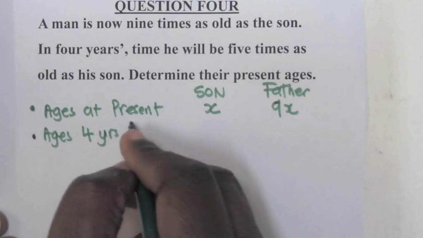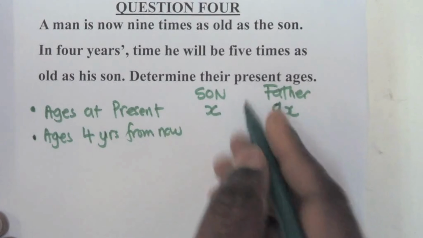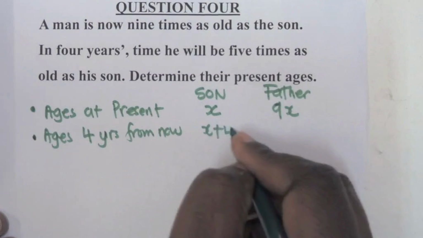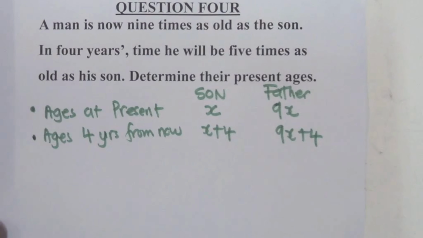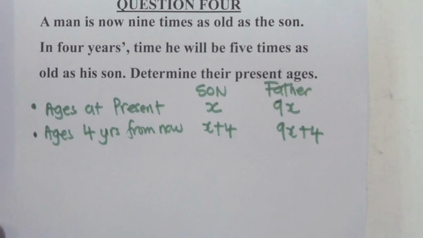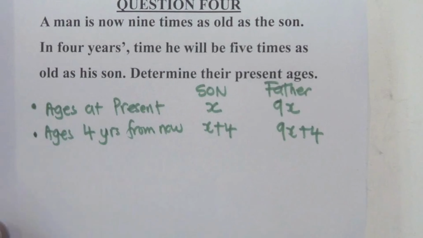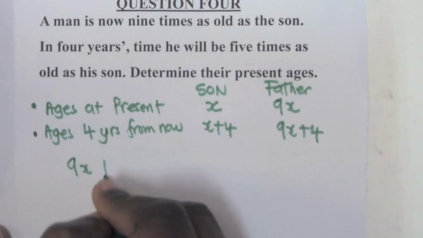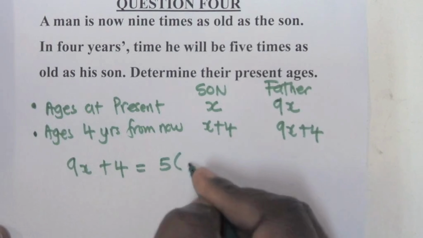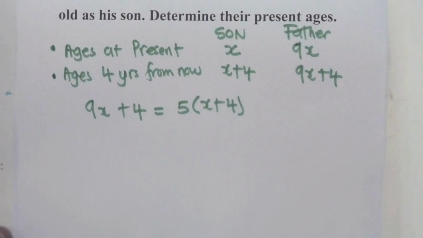4 years from now. How old is the son going to be 4 years from now? The son is going to be x plus 4, and the father is going to be 9x plus 4. But we are told here that in 4 years' time, the father will be 5 times as old as the son. So we can set up an equation, 9x plus 4, 5 times the age of the son, which is x plus 4. And now I can solve my equation.